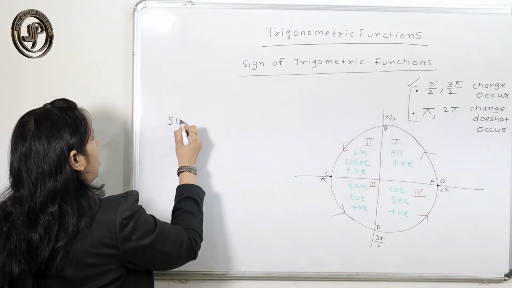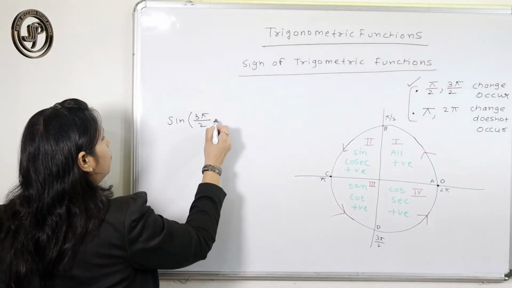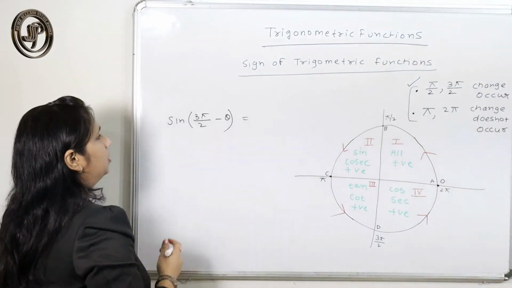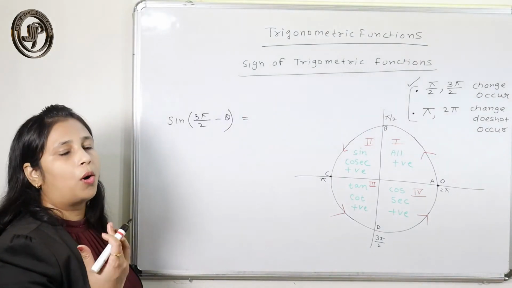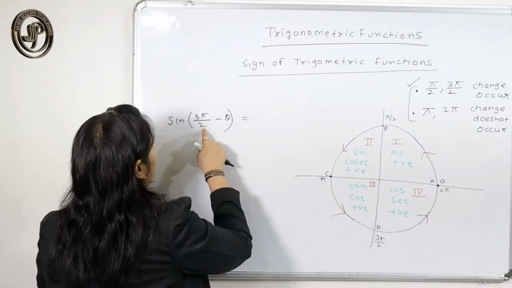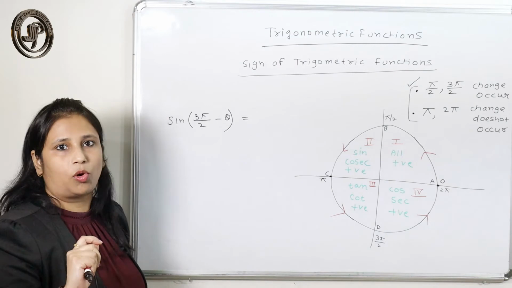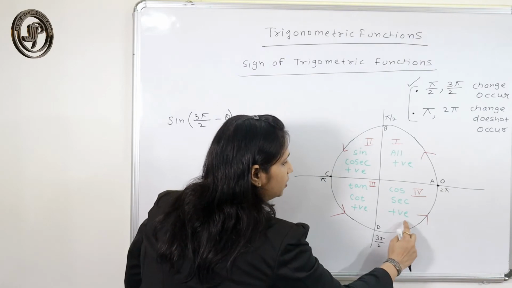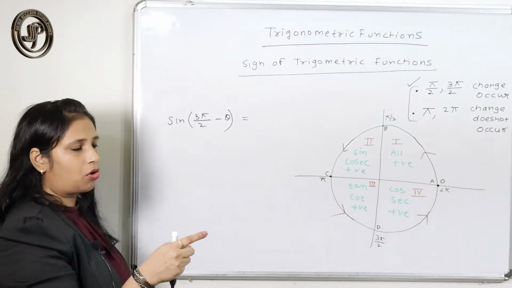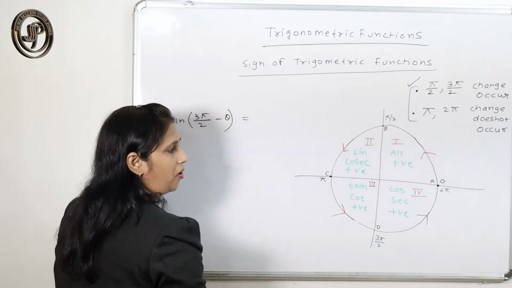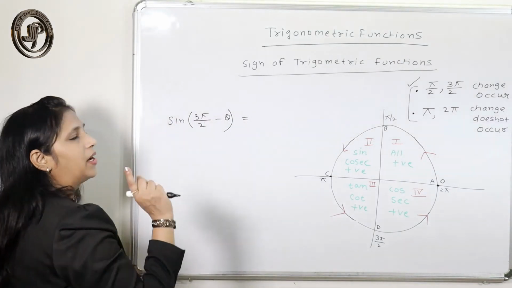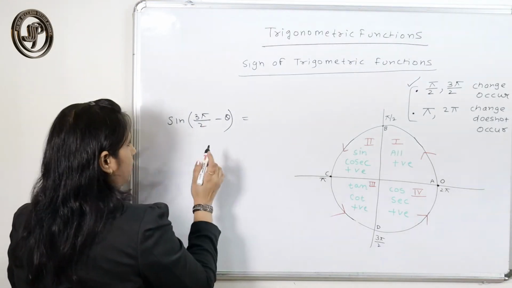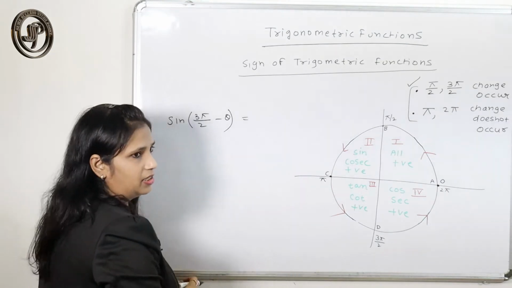Now if I say sine 3 pi by 2 minus theta, 3 pi by 2 means 270 degrees. So how can you check first? First you have to check 3 pi by 2 minus theta will go in third quadrant. If you go towards 3 pi by 2 plus, that means fourth quadrant, 3 pi by 2 minus means third quadrant. So you are in third quadrant. So sine in third quadrant is definitely negative, fine.